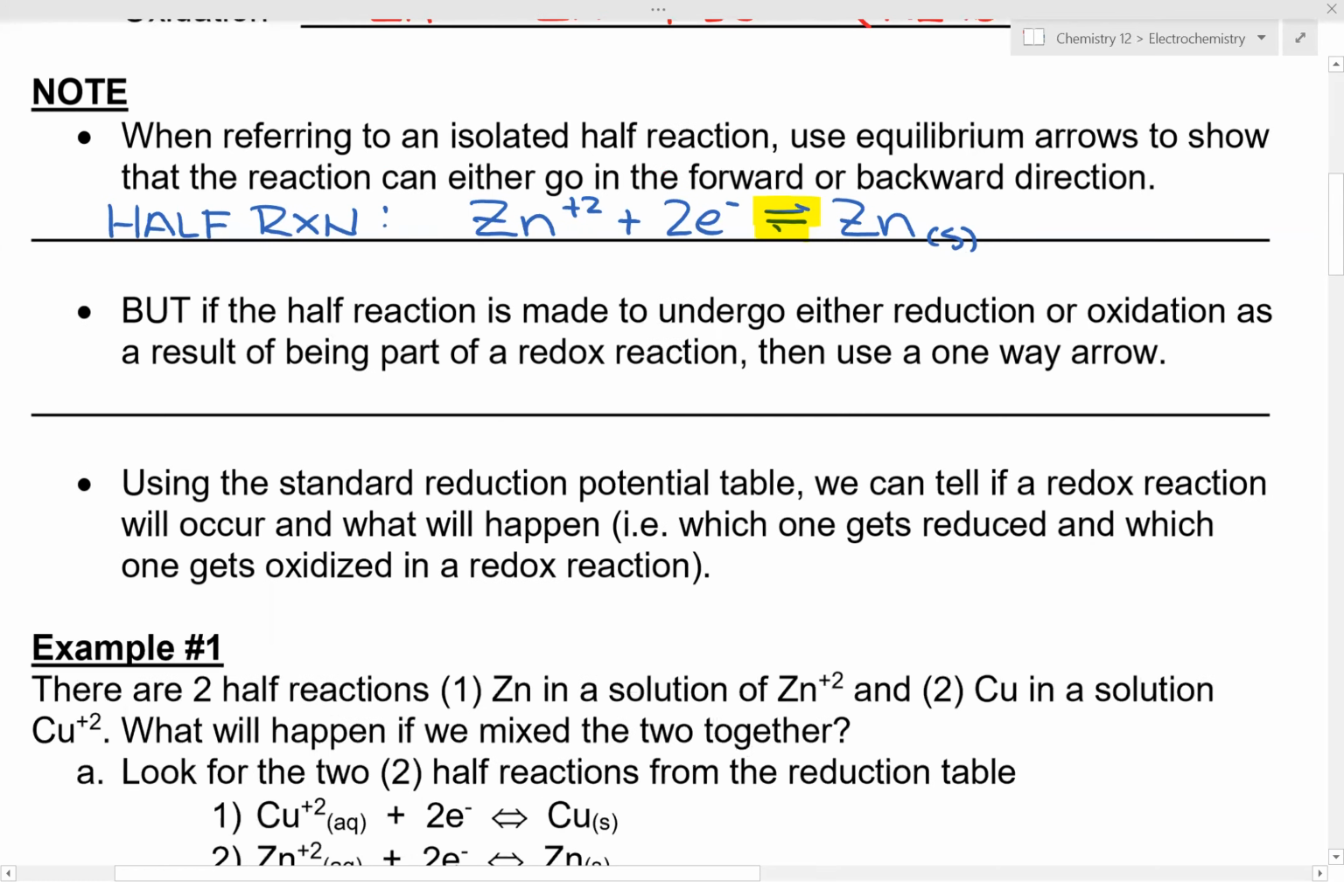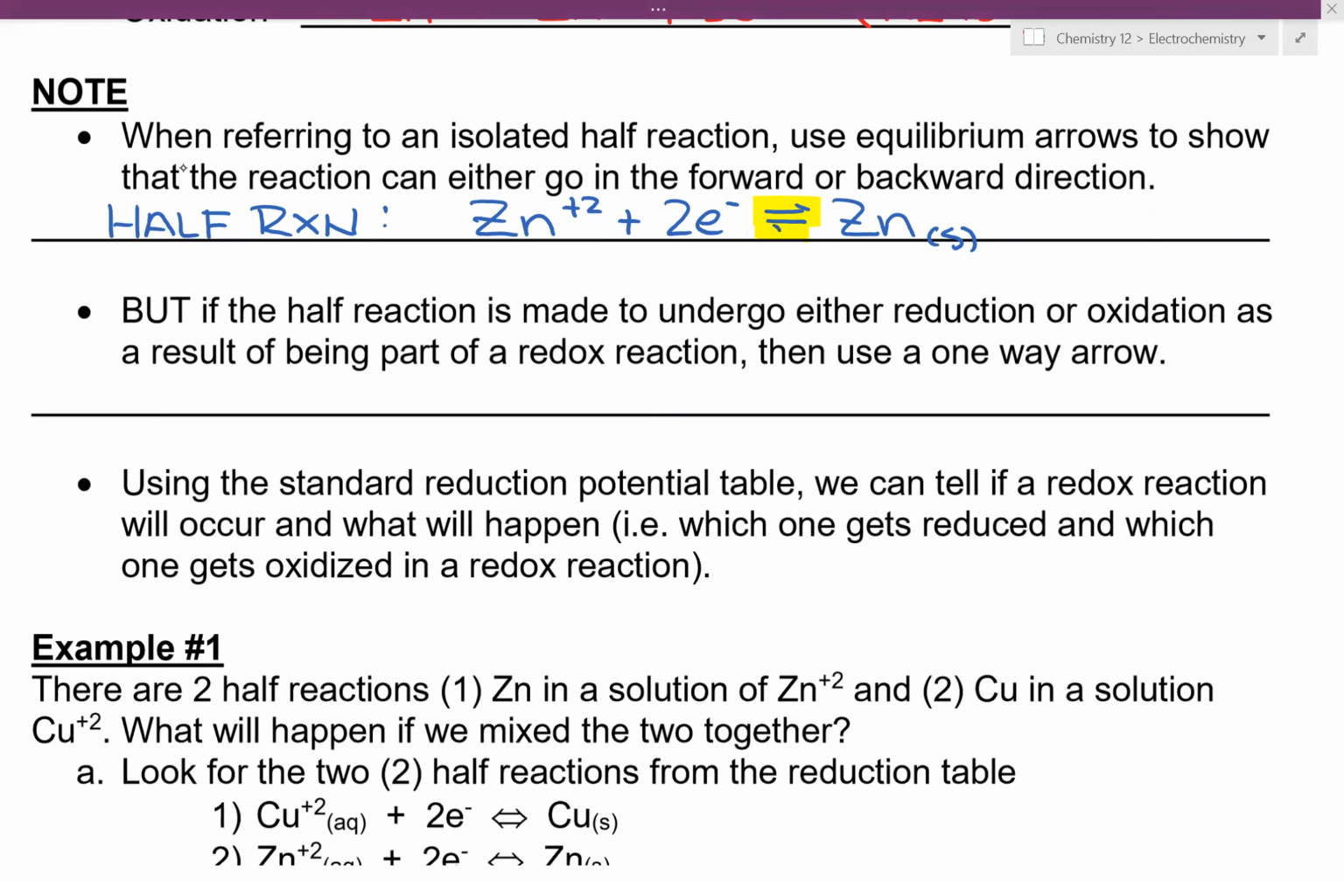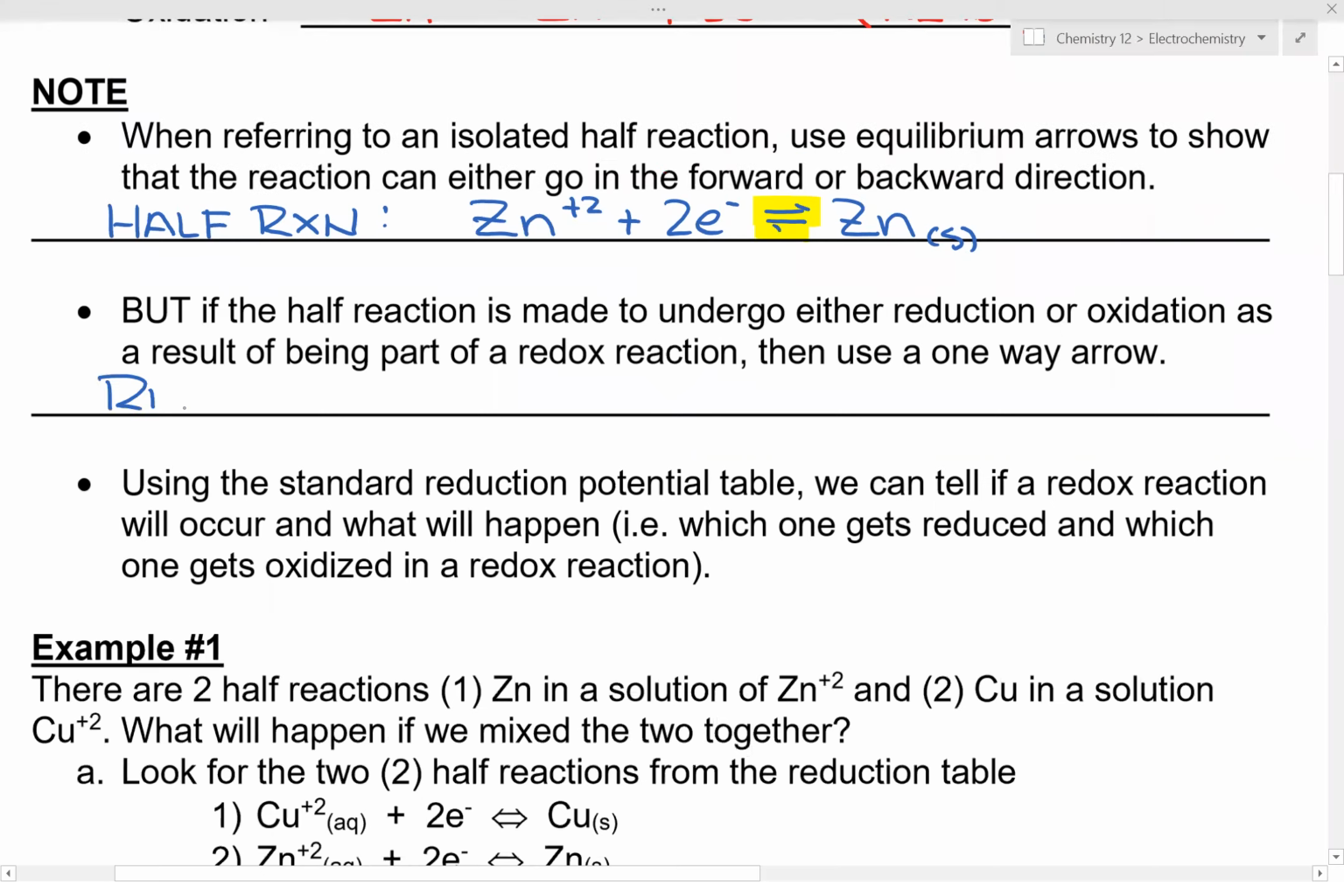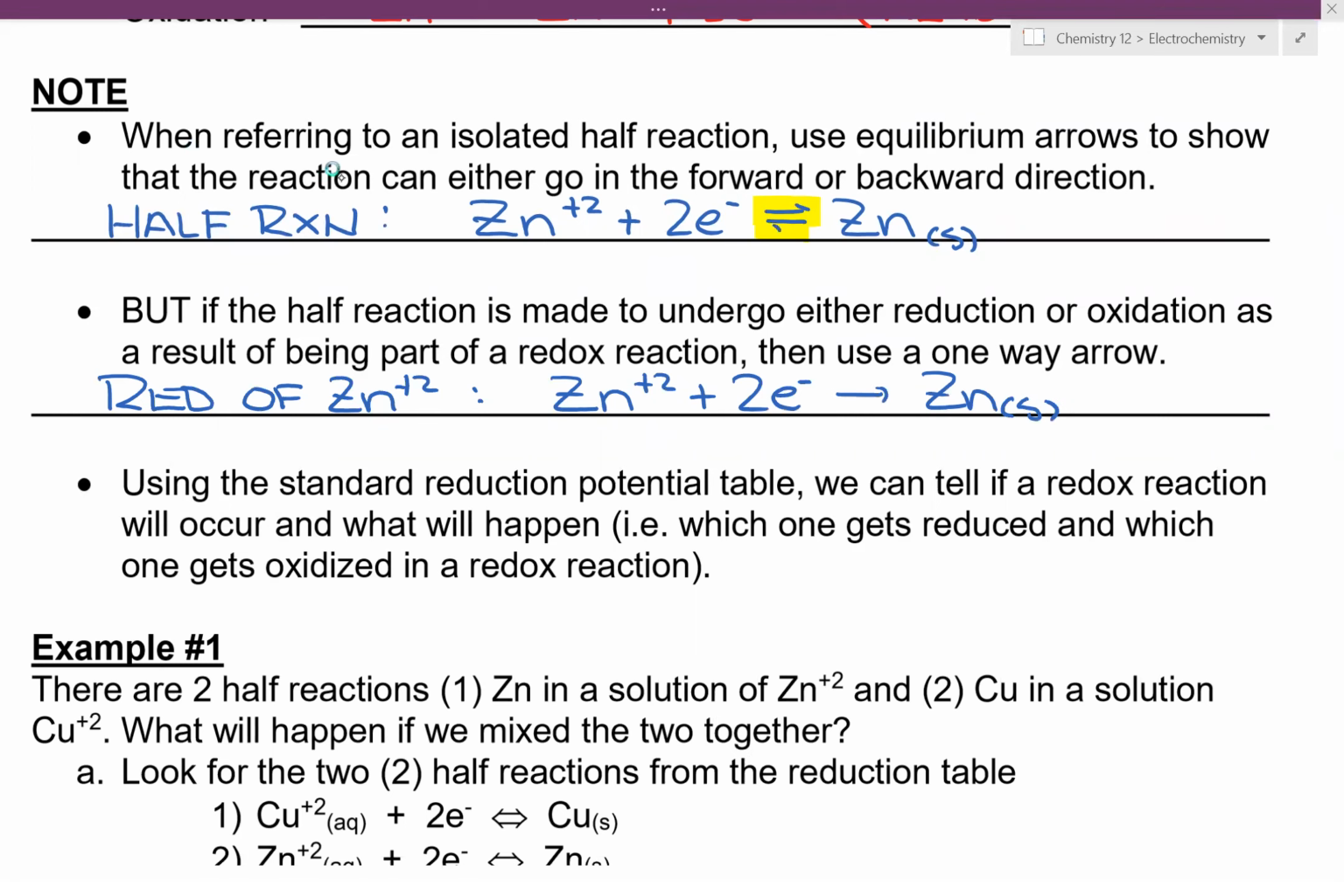But if the half reaction is made to undergo either reduction or oxidation as a result of being part of a redox, then we use a one-way arrow. For example, if I said the reduction of zinc ions, then I would write zinc 2 plus plus 2 electrons gives you zinc solid. And notice here, I use a single arrow.